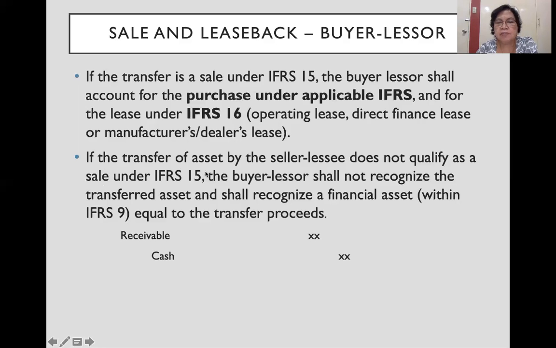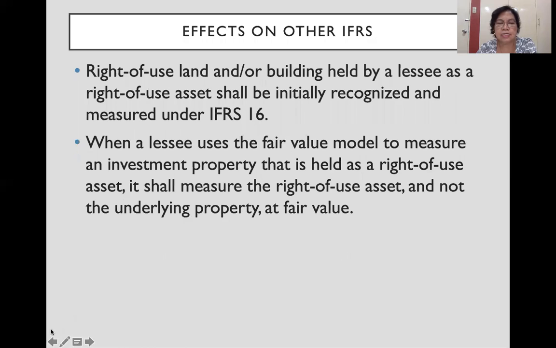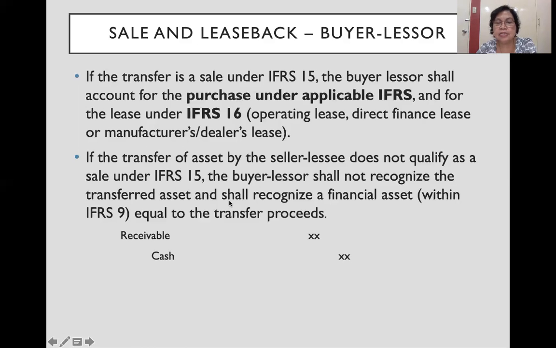If the transfer of asset by the seller-lessee does not qualify as a sale under IFRS 15, so it is not a sale. Therefore, this buyer will not recognize the asset, but this buyer actually provides credit to the seller-lessee. In effect, this is a borrowing transaction wherein we are the creditor. So the buyer-lessor shall not recognize the transferred asset and shall recognize only a financial asset. That financial asset is actually a receivable. In effect, we are lending our money to the seller-lessee.